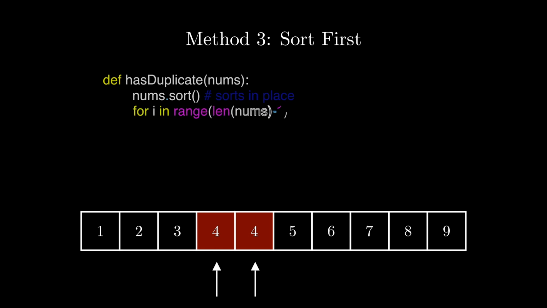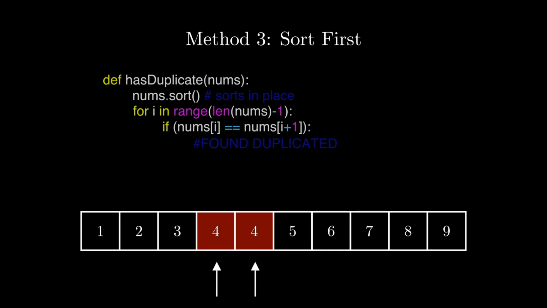Next, we create our for loop, where i starts at 0 and ends at the second to last element in the array. This detail is important. Inside of the for loop, we check to see if nums at i is equal to nums at i plus 1. Essentially, we're checking to see if the current element is the same as the element in front of it. This is why we stop iterating when i is the second to last element instead of the last element. Because if i were to iterate until it was the last element, then i plus 1 would be out of bounds.